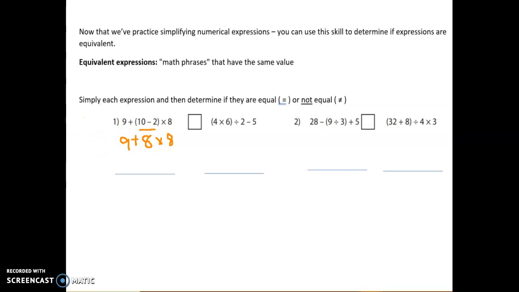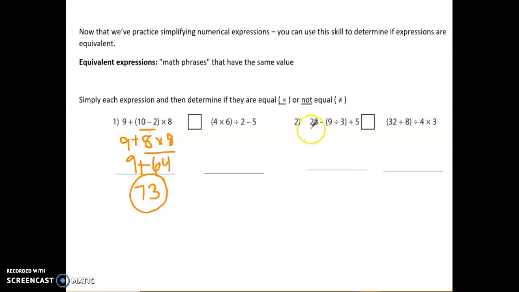From here, you should see the operations of addition and multiplication. Multiplication comes first, so 8 times 8 is going to give us 64, and adding on 9. So 64 plus 9 is going to give us a simplified answer of 73. So the expression on the left is the same as 73. It's equivalent to 73.